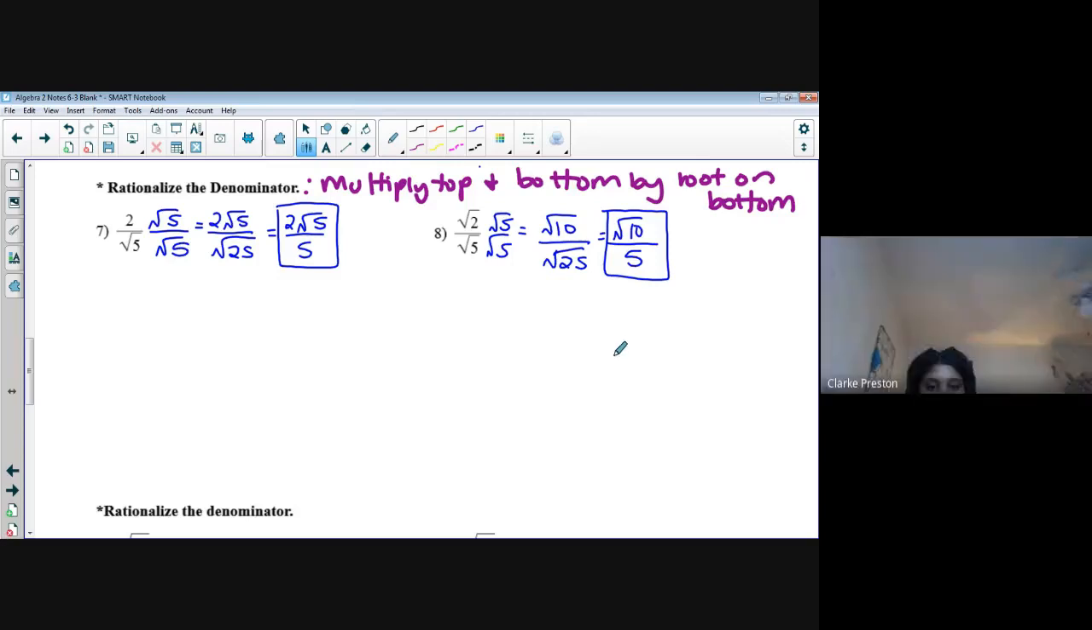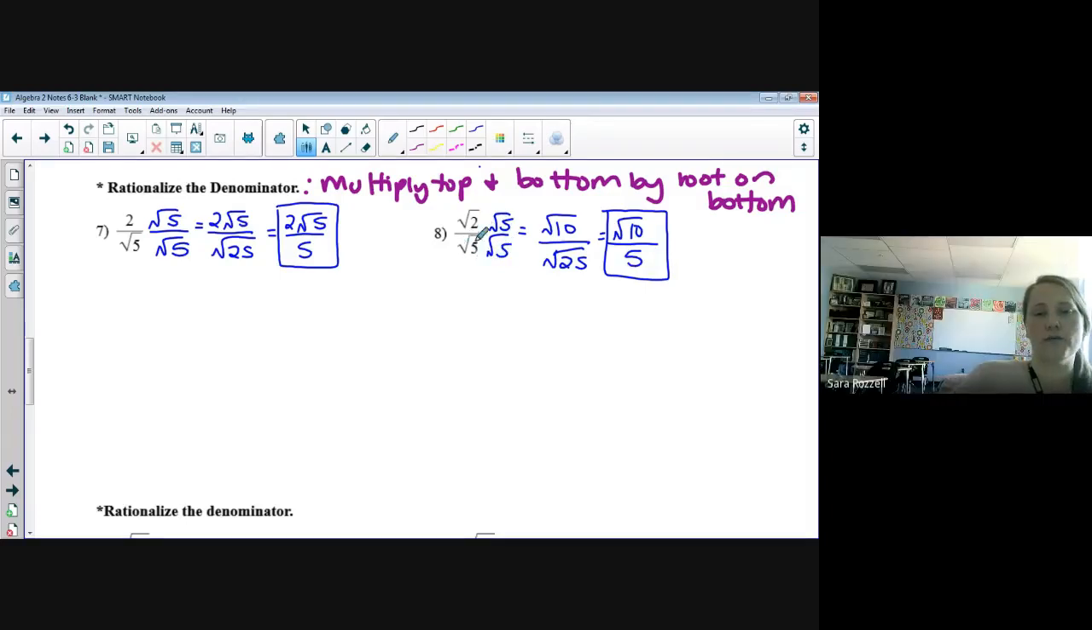Okay. I'm a little bit lost on this one. I don't know how you got from 2, 5 to 5, 5. Here? Yes. You pick the root on the bottom, which is the square root of 5, and we multiply the top and bottom by that. So we put that next to it. And what that's going to do is when we multiply them, we won't have a square root anymore in the denominator. So that's our only goal, is we just want to get rid of the square root in the denominator.